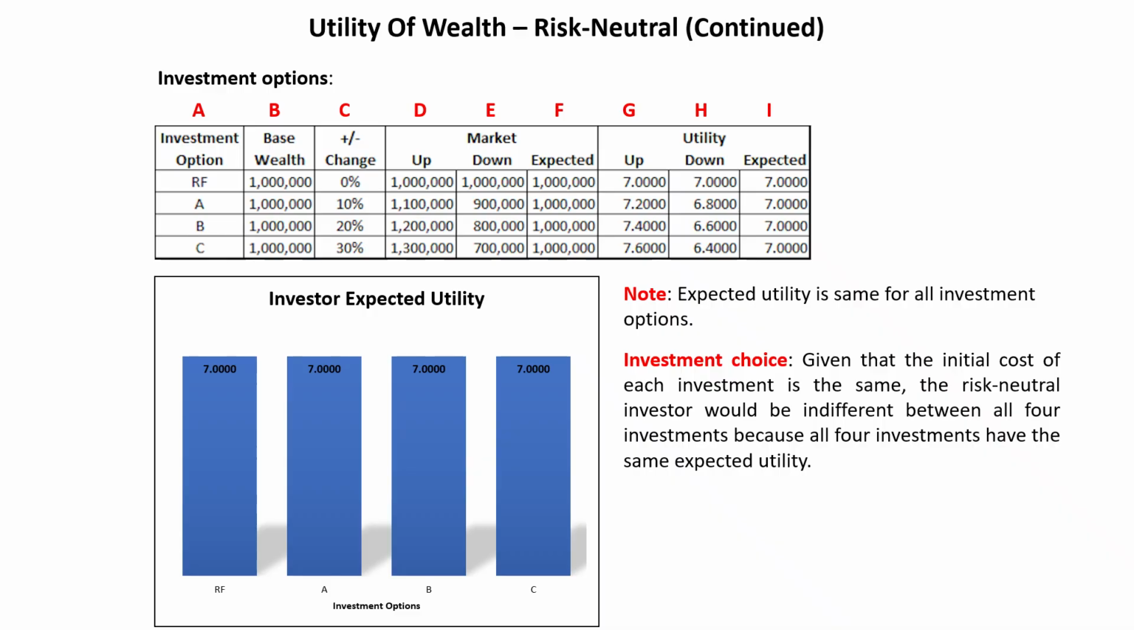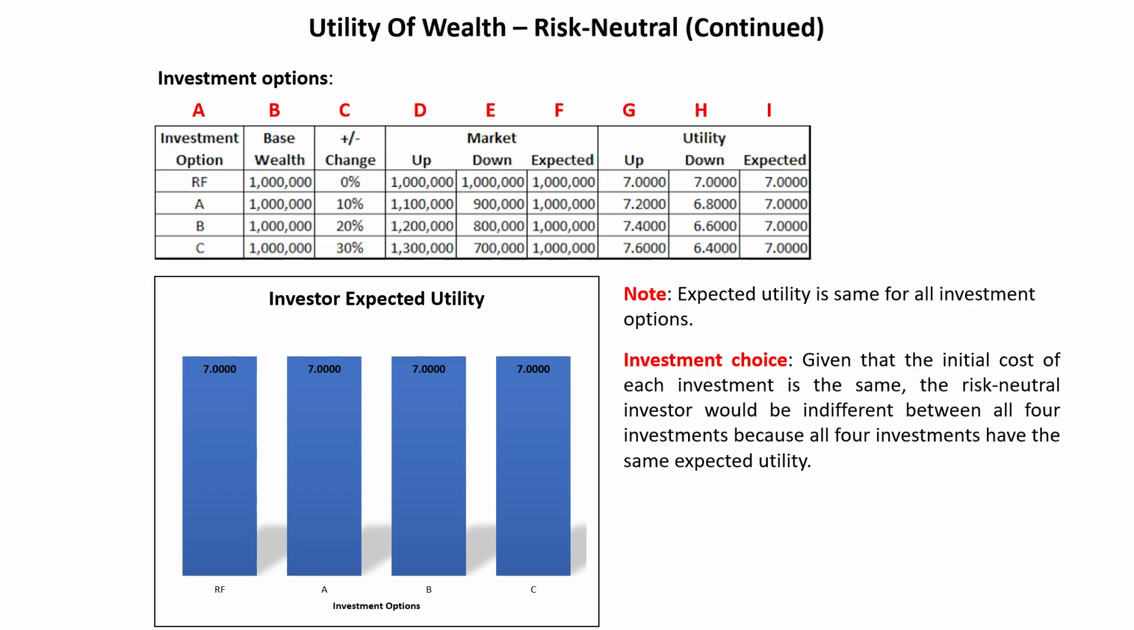We can see this in the bar chart at the bottom there. This is my investor's expected utility at the end of that investment, regardless of which one he chooses. And we see that the expected utility is 7 for the risk-free, 7 for the A, 7 for the B, and 7 for the C. So my expected utility is the same.